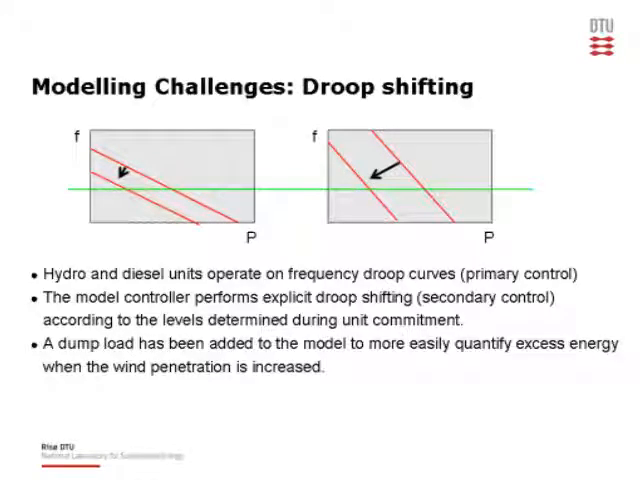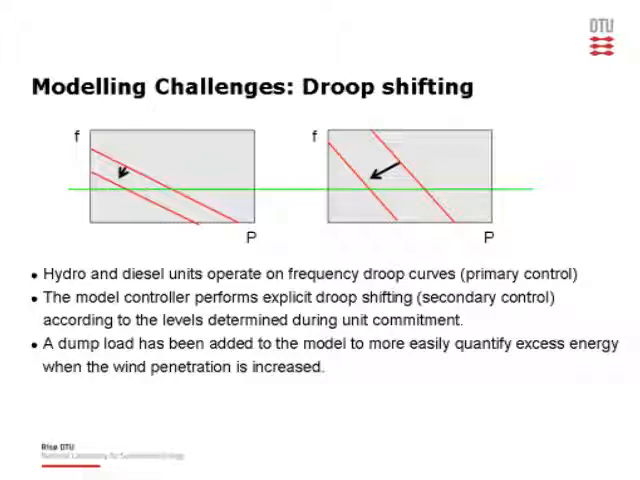One of the other challenges is also in making sure that the system is balanced, and this is done by droop shifting. The hydro and the diesel units operate on frequency droop curves. I don't want to go into the details too much, but it's the way that the whole system shares the power out between the generating units, dependent on the frequency of the system.